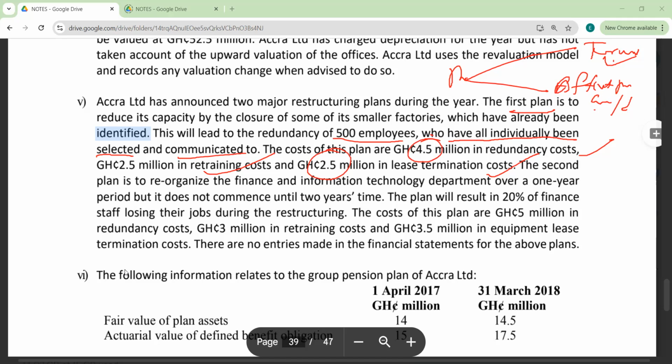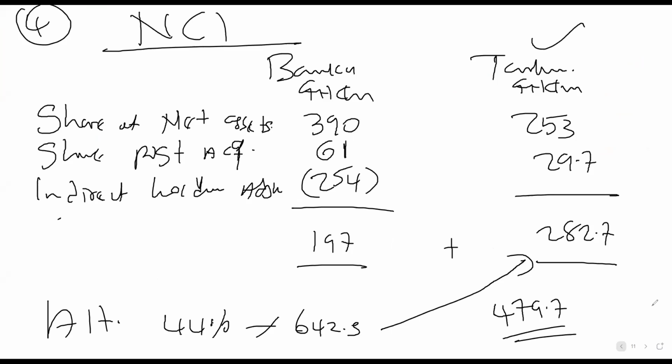Please, if you are making a provision for redundancy cost, what are the 2 entries involved? Your liabilities will increase. So add it to your current liabilities. Good. So let's all go to current liabilities and add 7 million.